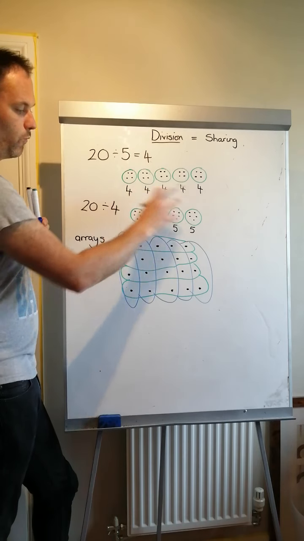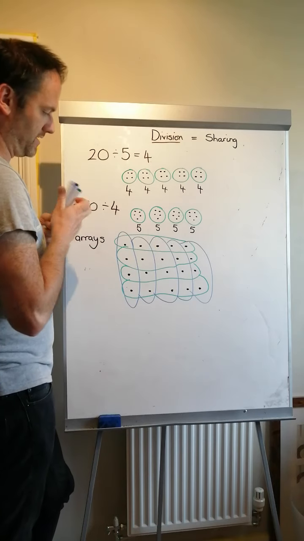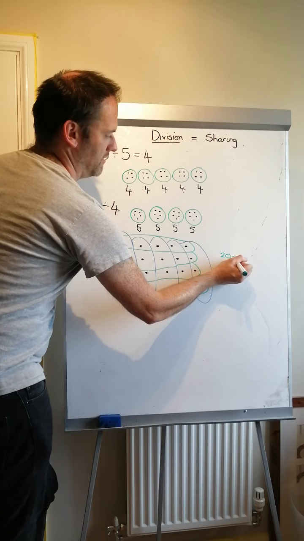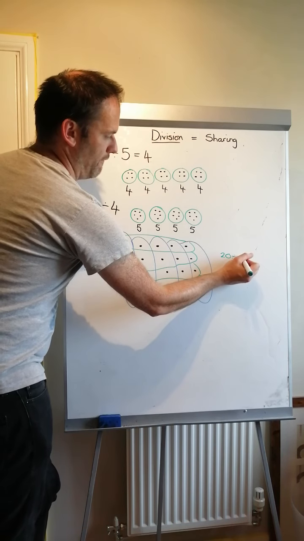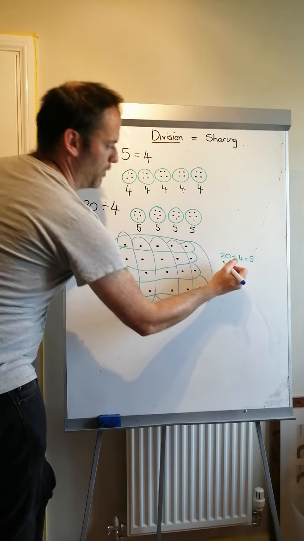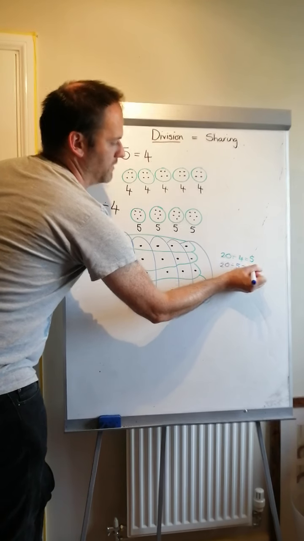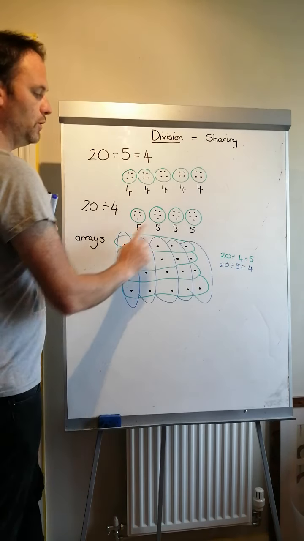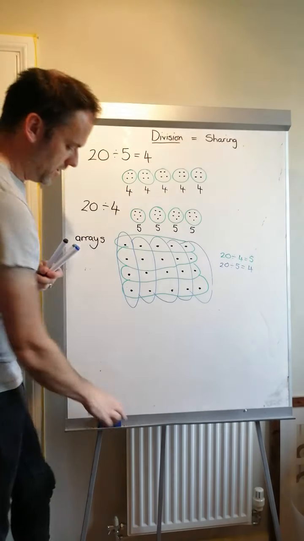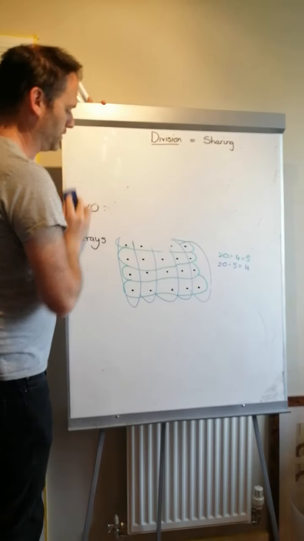So you can have both. With one array, you can come up with 2 number sentences. So the green one would be 20 divided by 4 equals 5. And the blue one would be 20 divided by 5 equals 4. So you've got 2 calculations for division for each array. I want to go a bit further with this one, because I think division is harder than multiplication.